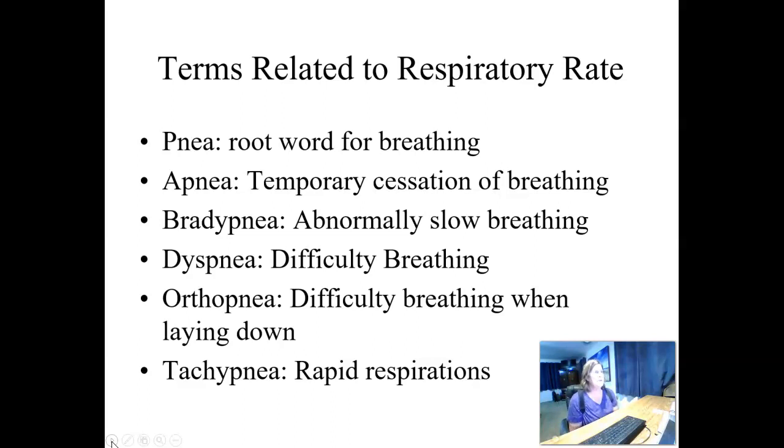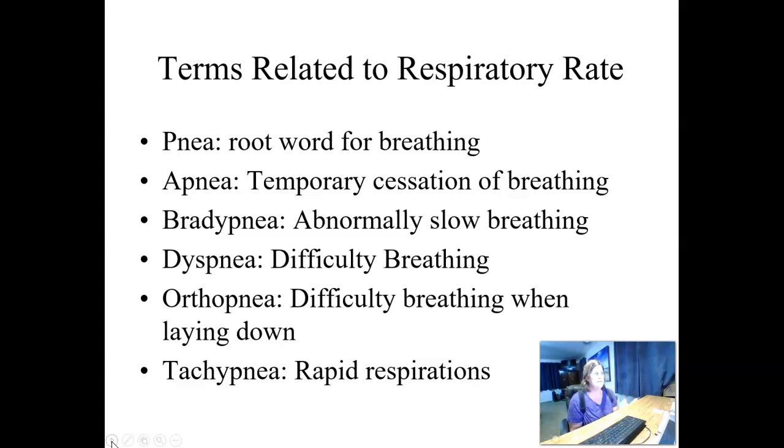Related to the respiratory rate, pnea, P-N-E-A, is the root word for breathing. So an A in front of the root word means absent or lack of, so temporary absence of breathing or lack of breathing. Brady in front of a word is slow. So bradypnea is abnormally slow breathing, so it would be less than 12.